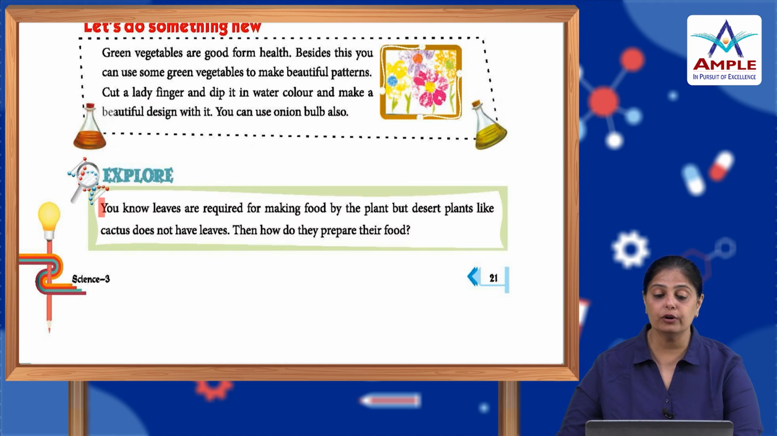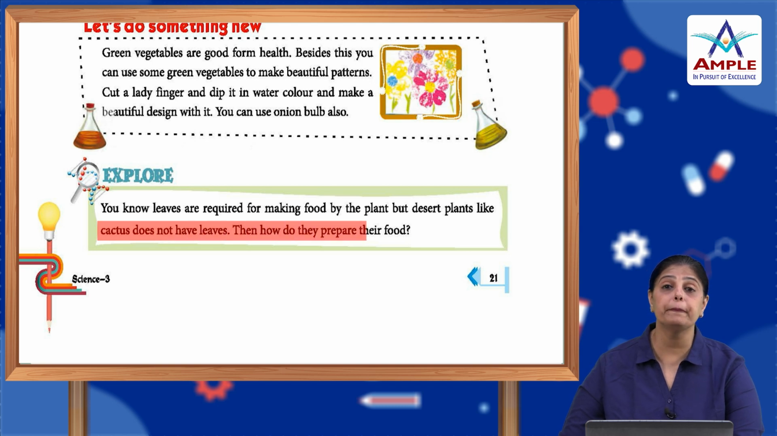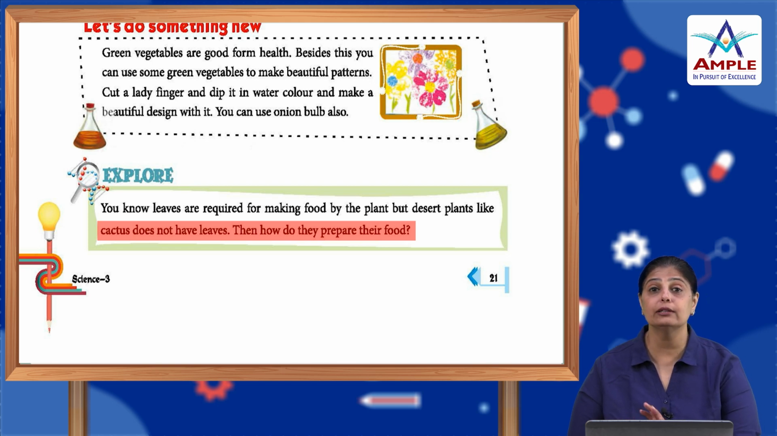Now, explore. You know leaves are required for making food by the plant, but desert plants like cactus do not have leaves. Then, how do they prepare their food? Children, how does a cactus prepare its food? Have you looked at a cactus plant? They don't have leaves, they have spines, and they store water inside them, and that's how they prepare food for themselves.